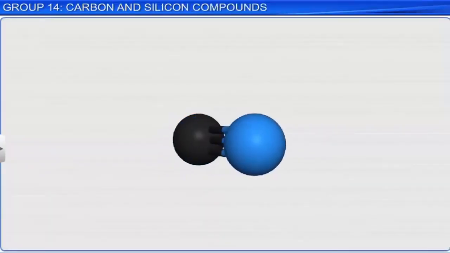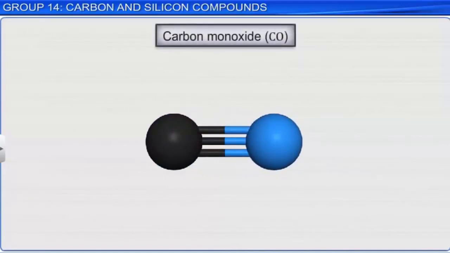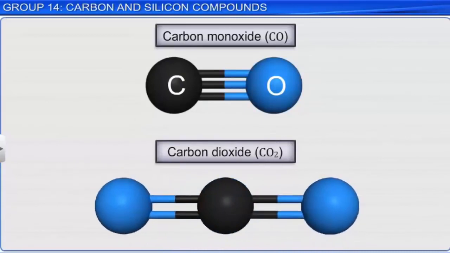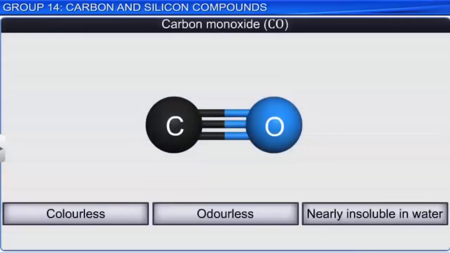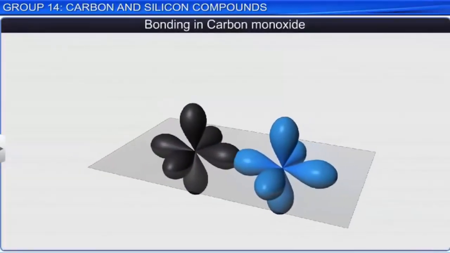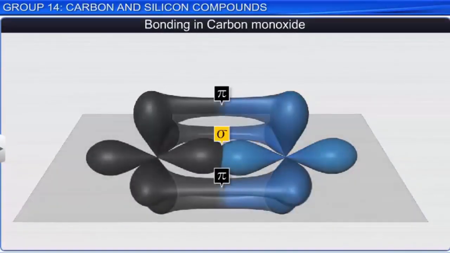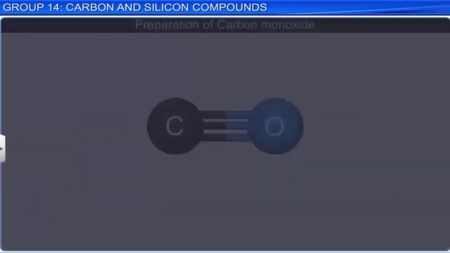We'll start with the oxides of carbon: carbon monoxide with the chemical formula CO, and carbon dioxide. Carbon monoxide is a colorless, odorless gas that is nearly insoluble in water. The carbon monoxide molecule contains 1 sigma bond and 2 pi bonds, as shown in the illustration. There are several ways to prepare carbon monoxide.